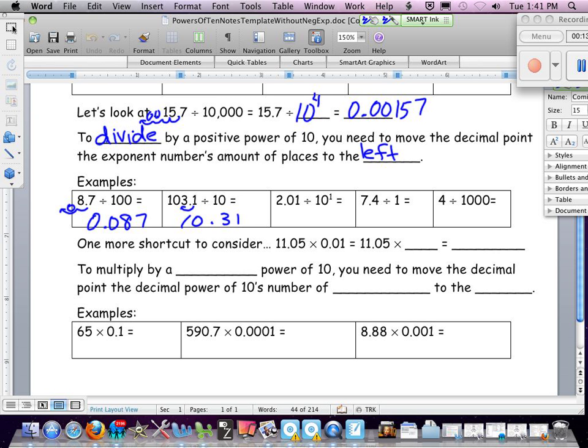For the next one, 2.01 divided by 10 to the first. So because it has an exponent, that's telling us how many to go. But it's to the first, which means I'm only moving it 1 place to the left. Who can tell me what that would look like? If I shift my decimal point 1 place to the left, or my digits shift down to make it 1/10 the size?